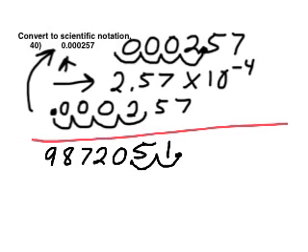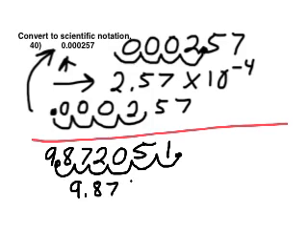1, 2, 3, 4, 5, 6. So you see where I put the decimal point? After the 9. It's 9.87205 times 10 to the 6th power. Okay, I made a large number look small.